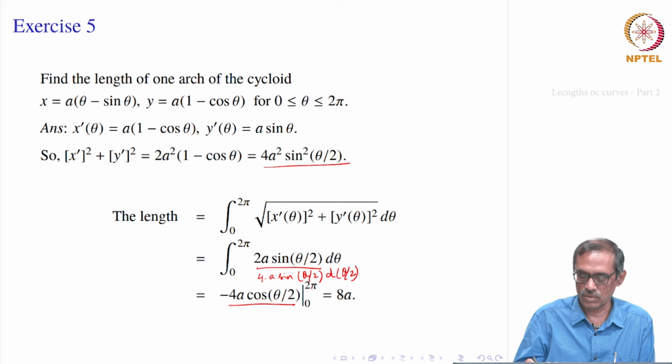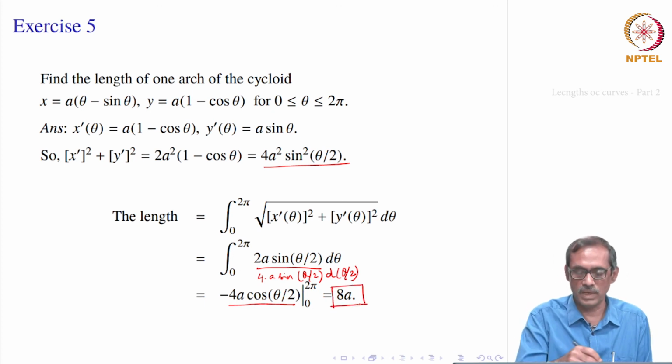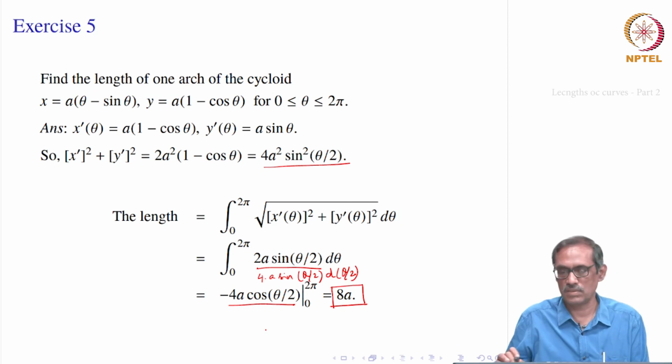Okay. So, at 2 pi we have to substitute, at 0 we have to substitute, this minus sign goes, at 2 pi it becomes 0, at 0 it is now 4 times a cos theta, or 8a. So, that is how we will be computing the lengths of the curves. Let us stop here.